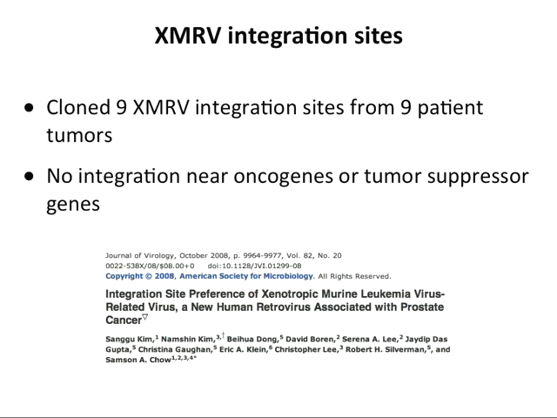All right, so then this was looked at in this paper in October 2008: Integration site preference of XMRV, a new retrovirus associated with prostate cancer. So what they did is they took DNA from prostate tumors. They cloned out XMRV integration sites from 9 patients. Actually, I think there are 14 integration sites from 9 patients. And they sequenced them. And they found there's no integration near oncogenes, which they wanted to see, because that would be how it would cause prostate cancer. And there's no integration near a tumor suppressor gene, which it might disrupt.